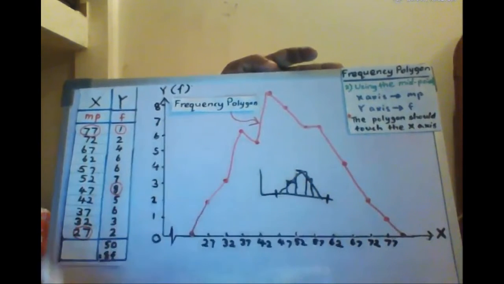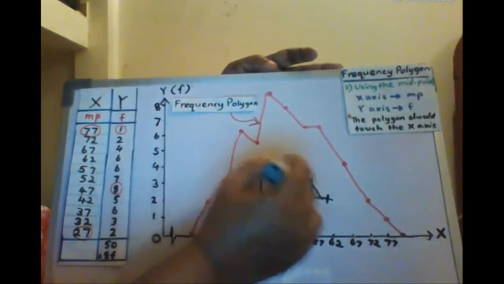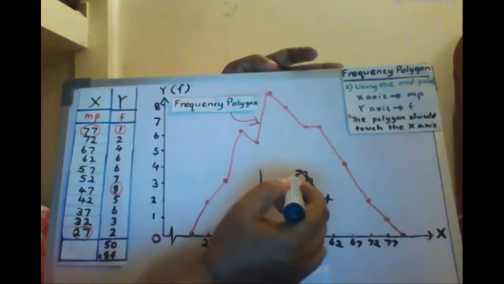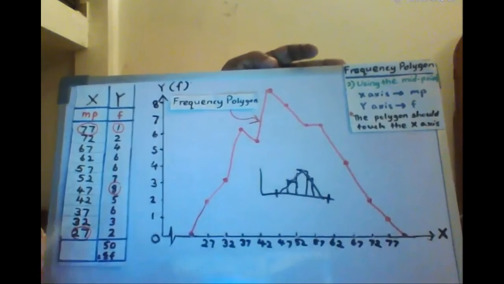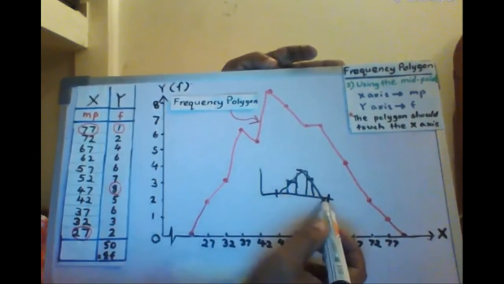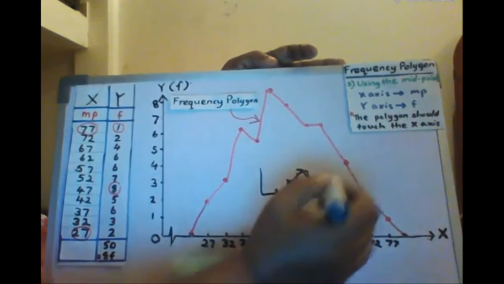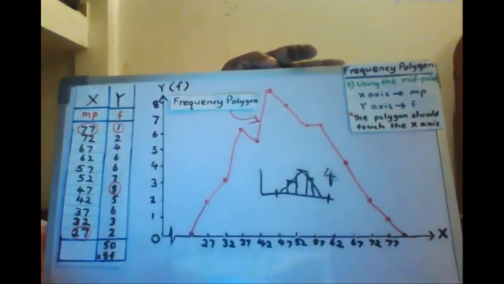Drawing of the graph, 1 mark. Writing the name in the graph and putting the arrow on the polygon, right, on the line graph, 1 mark. Touching the x-axis in the correct place, mid value here, 1 mark. This mid value, 1 mark. Altogether 4 marks for this one.